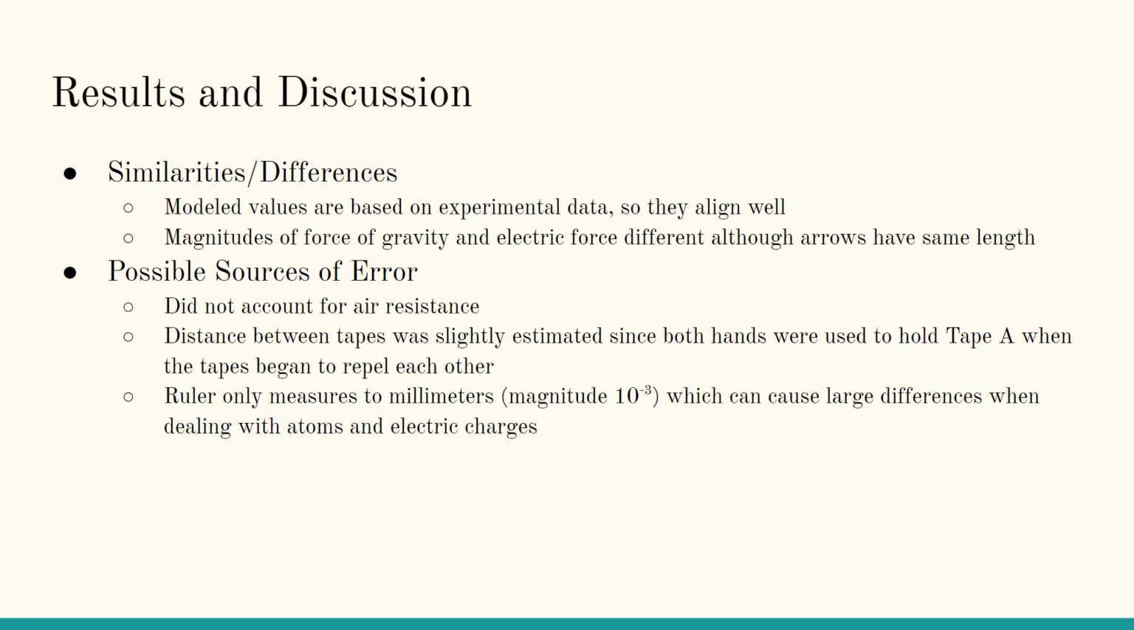Some possible sources of error could be that we did not account for air resistance. The distance between the tapes was estimated by hand, and the ruler used only measures to millimeters, so that didn't have a high degree of accuracy when we're looking at charges and things that are in 10 to the negative 8th or the negative 19th.